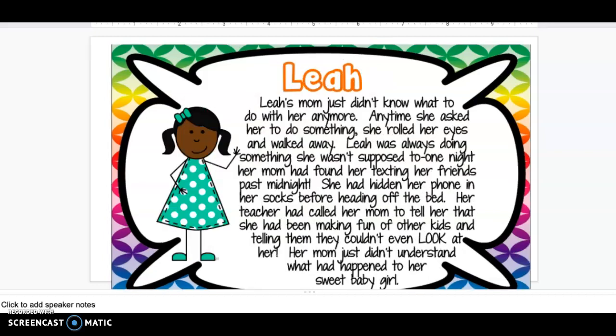All right, moving on to Leah. What are Leah's character traits, internal and external? Leah's mom just didn't know what to do with her anymore. Anytime she asked her to do something, she rolled her eyes and walked away.